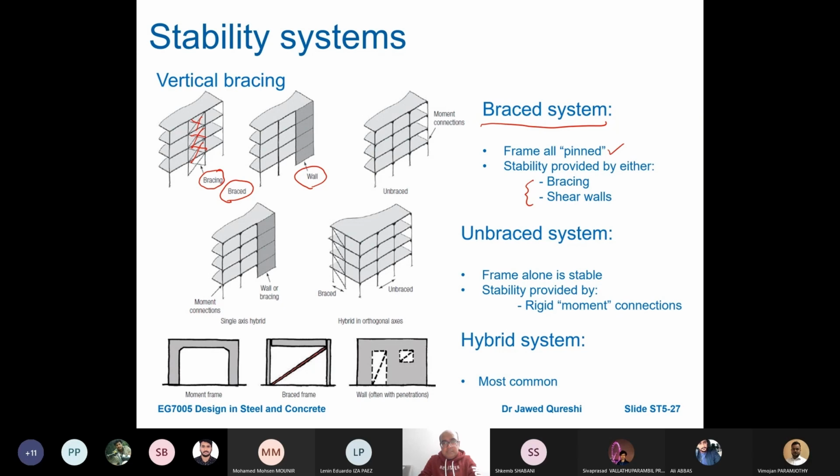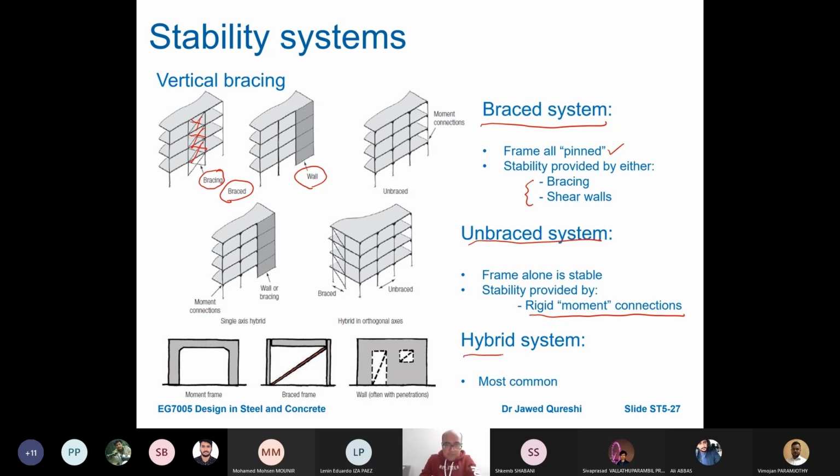Unbraced frame means that the frame itself is stable; it does not require any additional stability. And stability in these frames is provided by rigid connections or rigid joints. By rigid joints, I mean that joints are rigidly connected to each other and moment is transferred from members to the joints. Now, in buildings, we rarely see total moment connections. Most of the time, we see these braced frames.